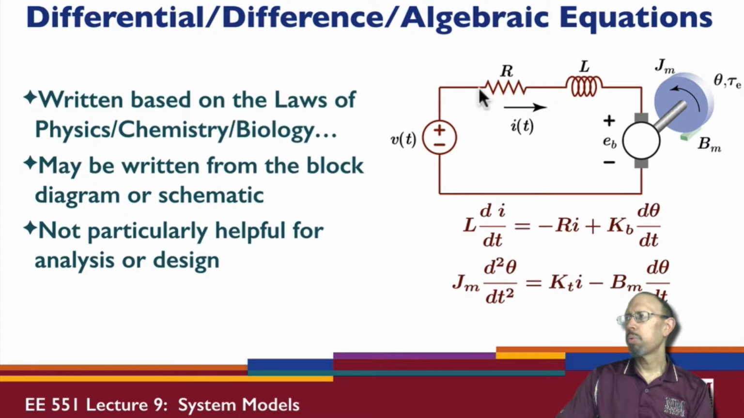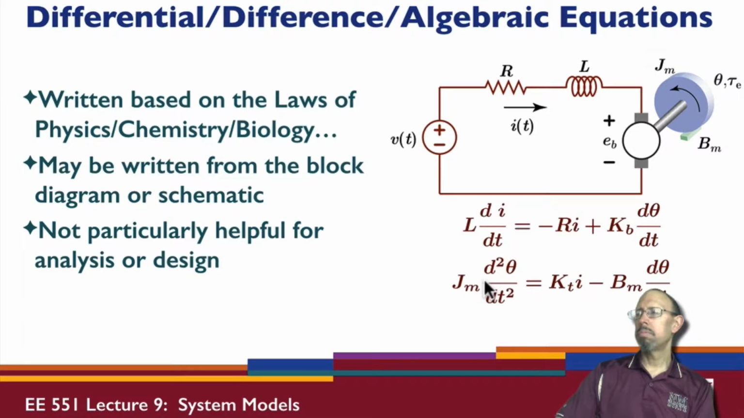So here, for example, we have this permanent magnet motor system, and we can write down the KVL equation. So this is a KVL equation associated with this system. And here is a torque equation for the rotational mass. The rotational inertia times the rotational acceleration is equal to, in this case, these things. So we have these equations.